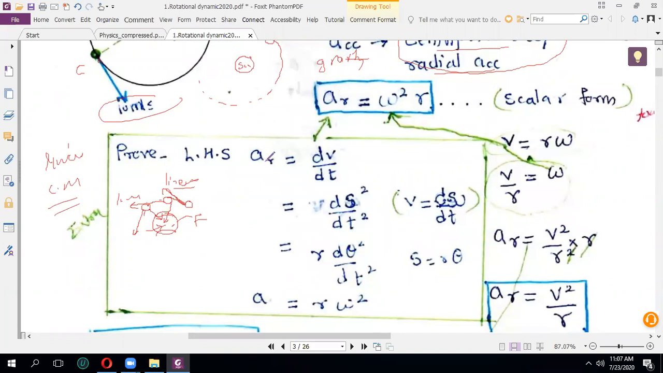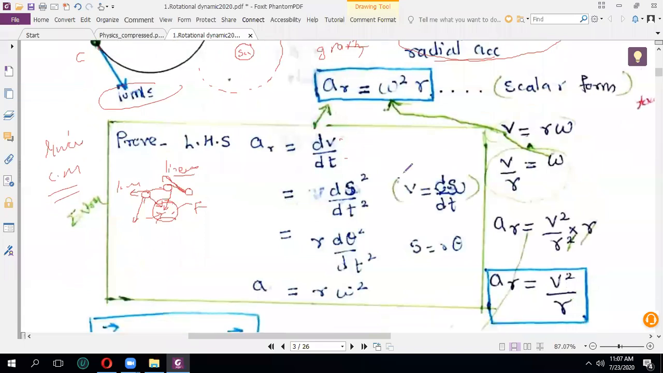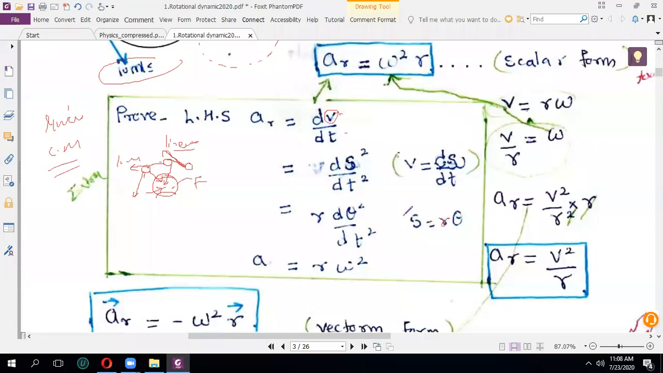Take the left-hand side. What is the acceleration formula? Change in velocity upon time. Correct? Velocity formula is distance upon time. So we substitute the distance upon time formula. It becomes d squared s upon dt square. Next, we know the formula of s. What is the s formula? s is equal to r theta. We substitute the s formula here. What are we getting? r d squared theta upon dt square.